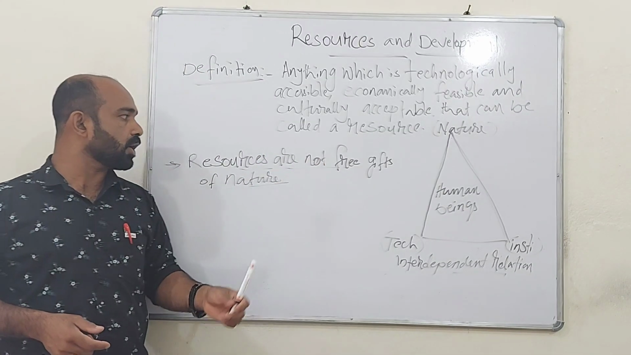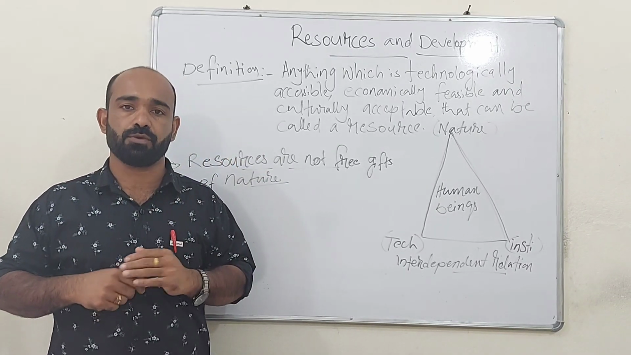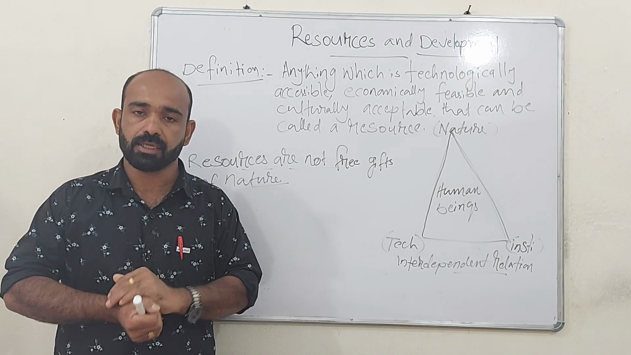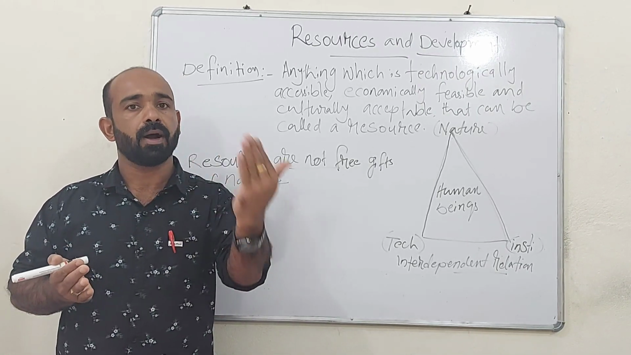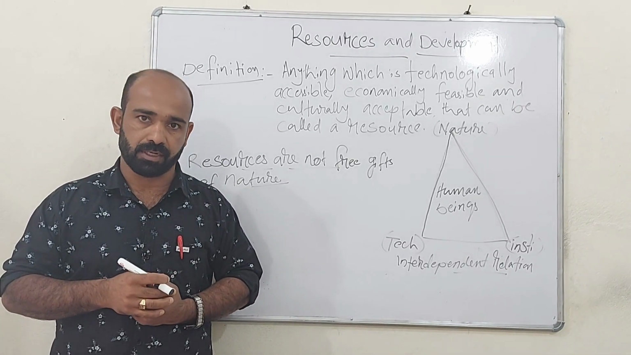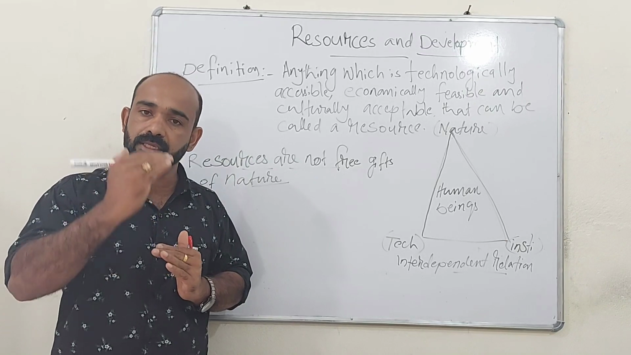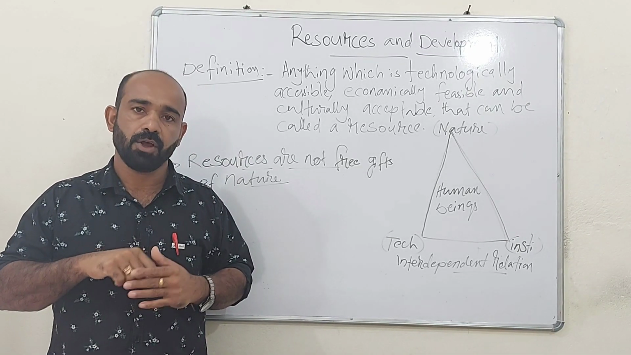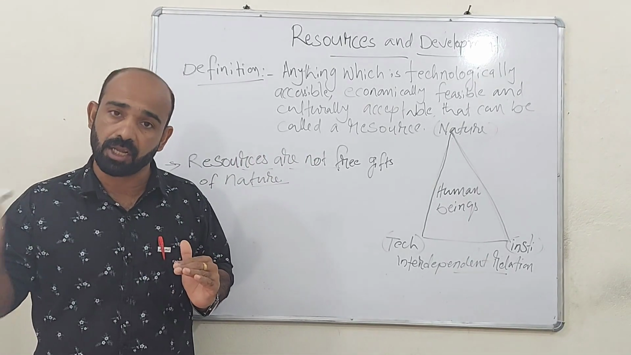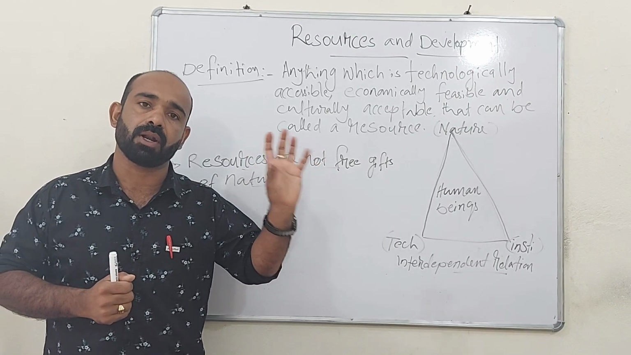And we know that resources are not free gifts of nature. People used to believe that resources are free gifts of nature, but it is not so. We are able to get only materials from the environment, just like rock, soil, iron ore. All these are actually materials only found in the environment. Human beings know how to use these materials to make valuable things. When people know how to convert these materials into valuable things, these materials change into resources. Otherwise, these all will be called only mere materials.